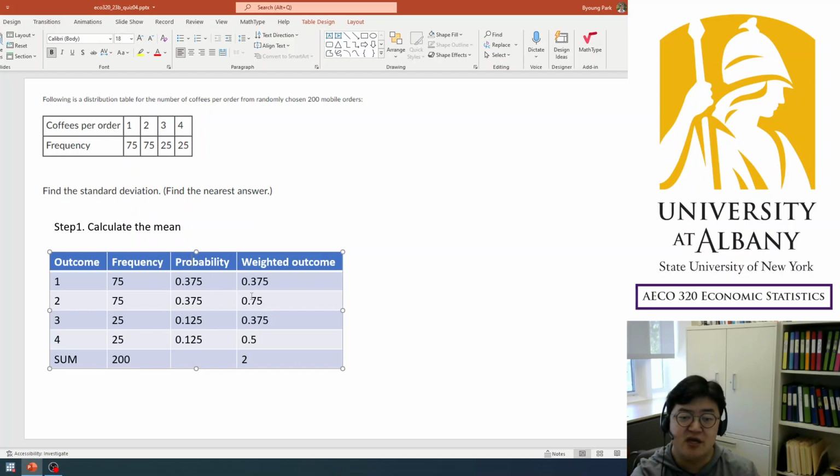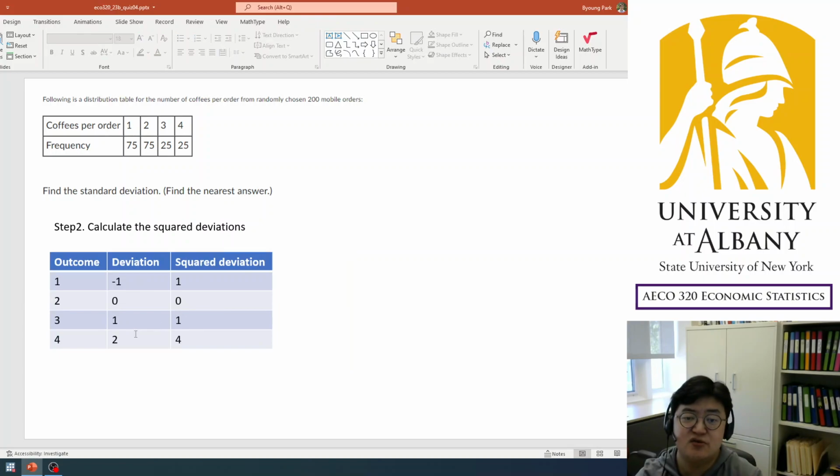And then to calculate the mean, you have to multiply the outcome by the probability. 4 times 0.125, 3 times 0.125, 2 times 0.375, 1 times 0.375. You get 4 probability weighted outcomes, right? And add these numbers, then you get 2. So simple. Intentionally I made a simple number, right? The mean is now 2.